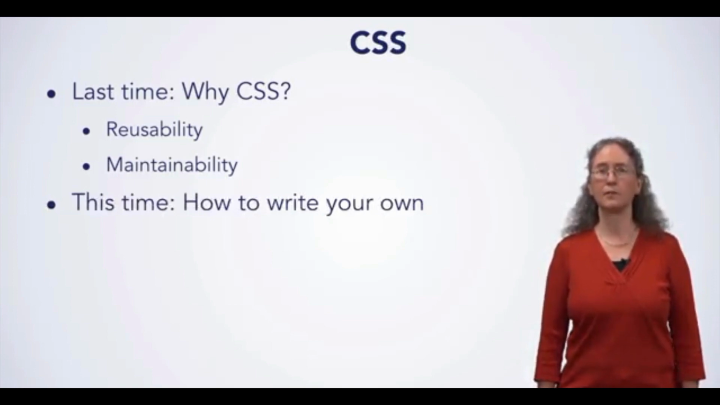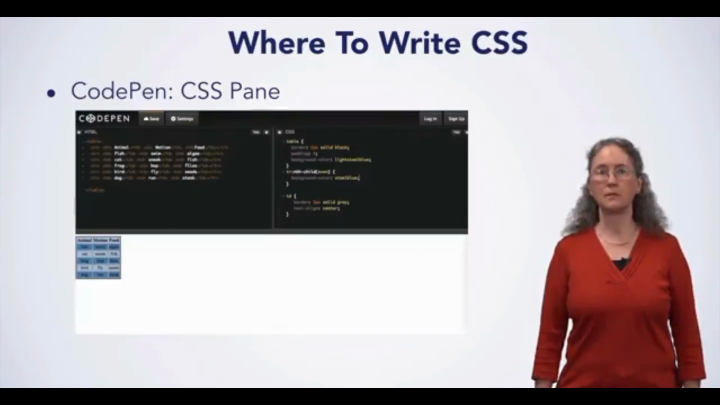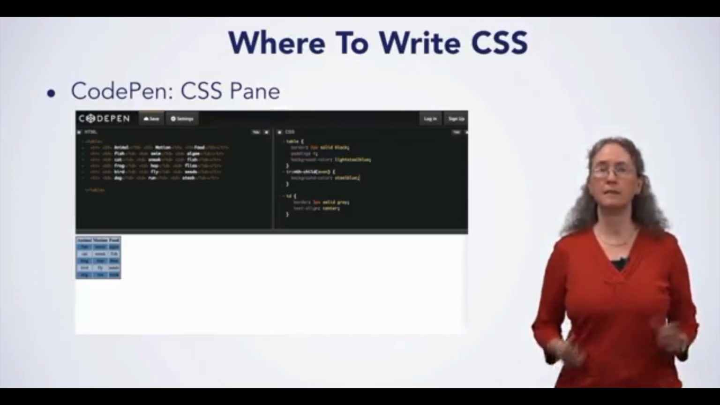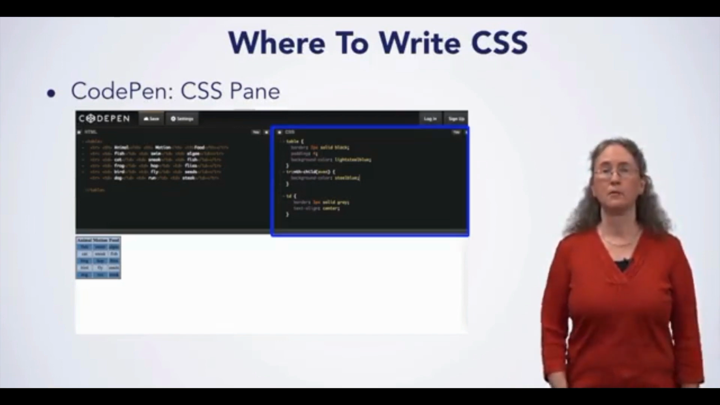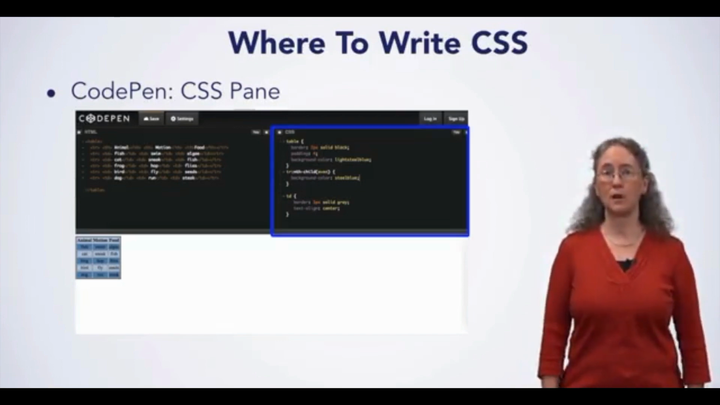Now that you have learned a bit about why CSS is important, we are going to build on that and delve into how you can write your own CSS to style a web page. Before you learn what to write for CSS, we are going to teach you where to write it. In CodePen, you've been writing HTML in the left pane. To the right is the CSS pane, which I have highlighted with a blue square here.